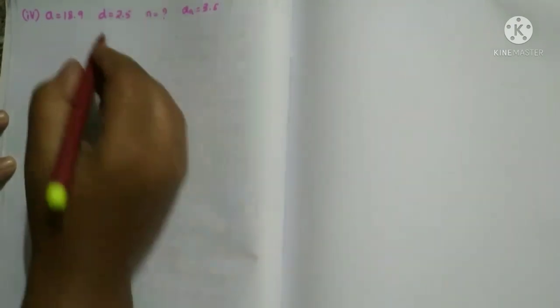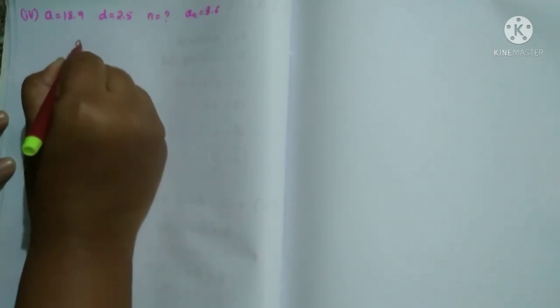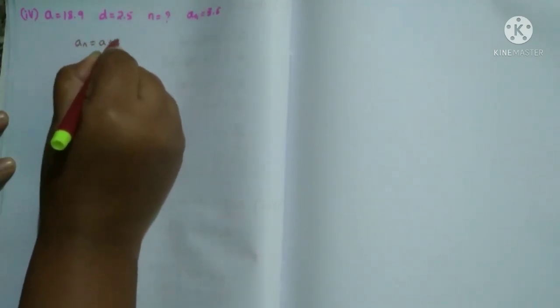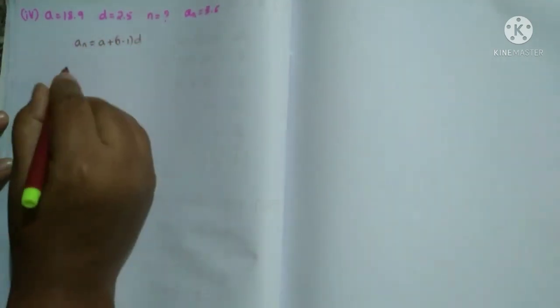Okay, now the fourth sum we'll see. What they have given: a equal to 18.9, d is 2.5, and n we have to find. And an is 3.6 they have given. Okay, here also the same formula. What is the formula? an equals a plus (n minus 1) into d.